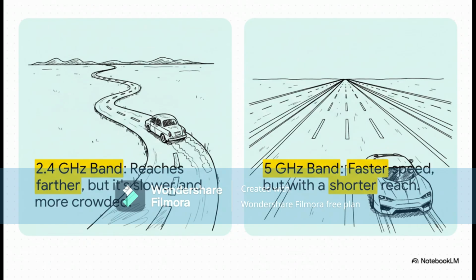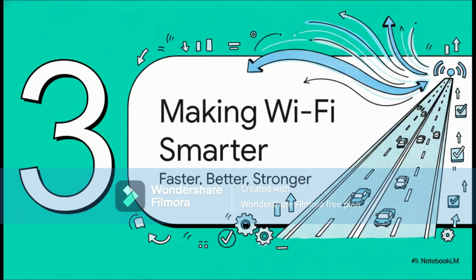It's incredibly fast and way less crowded, but its biggest downside is it has a much shorter range. So if you want that top speed, you've got to be closer to the router. Okay, so we've got our highway, but how do we make it even better? Well, modern Wi-Fi has some really clever tricks to make our connection faster and a whole lot more reliable.